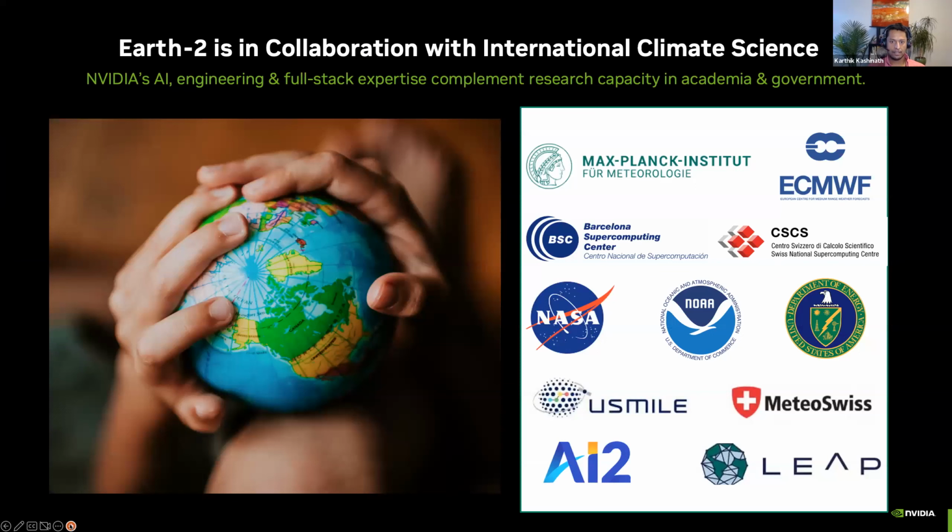So Earth-2 is a highly collaborative project, and it is in collaboration with various institutions across the globe. We're bringing our AI engineering and full stack expertise to complement the research capacity that exists in academia and government. On the right is a snapshot of some of the partners that we're working with in Europe and in the US and elsewhere too.